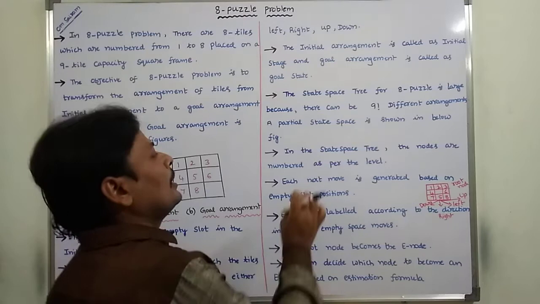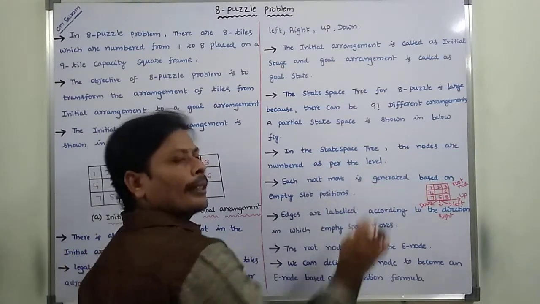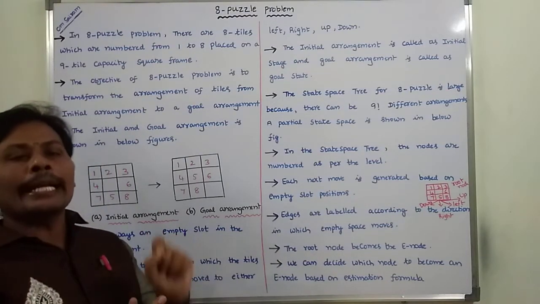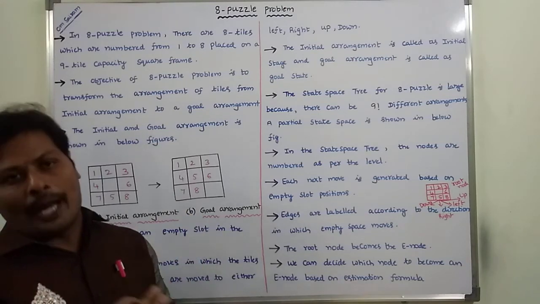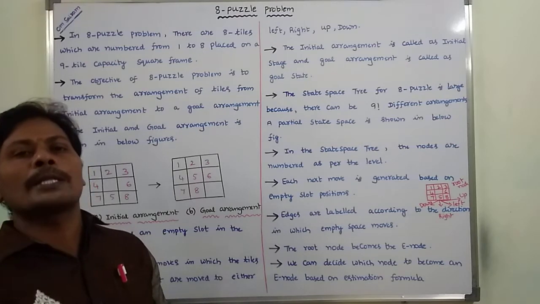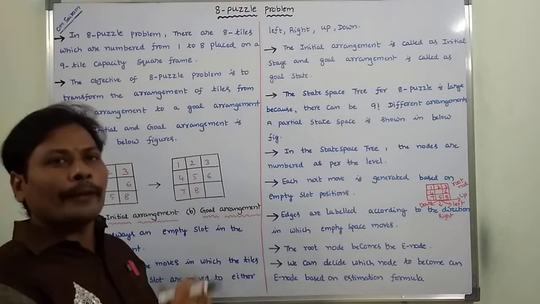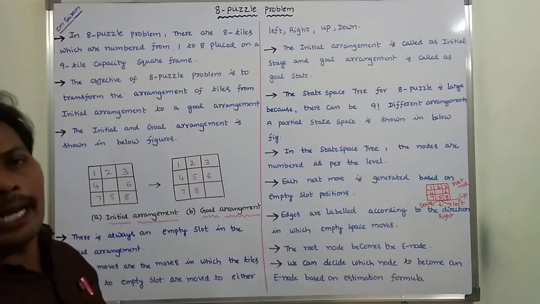Next one. In the state space tree the nodes are numbered as per the level. In level 1 only the root node is there. The root node is called node 1. What are the different directions possible for node 1? Those nodes are numbered from 2 onwards, up to however many nodes there are in level 2.